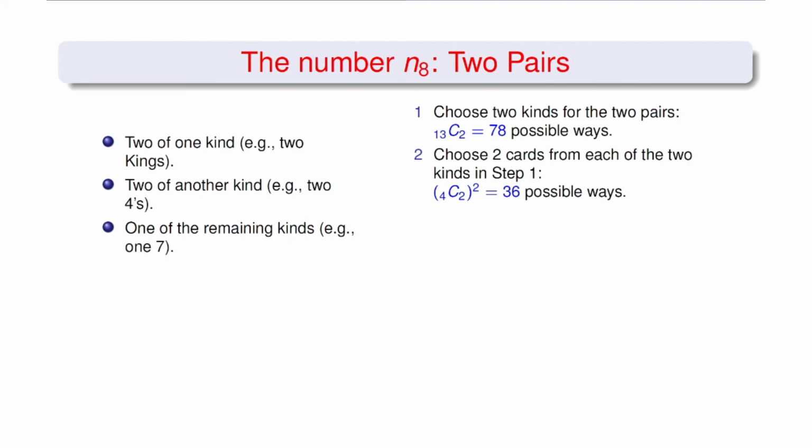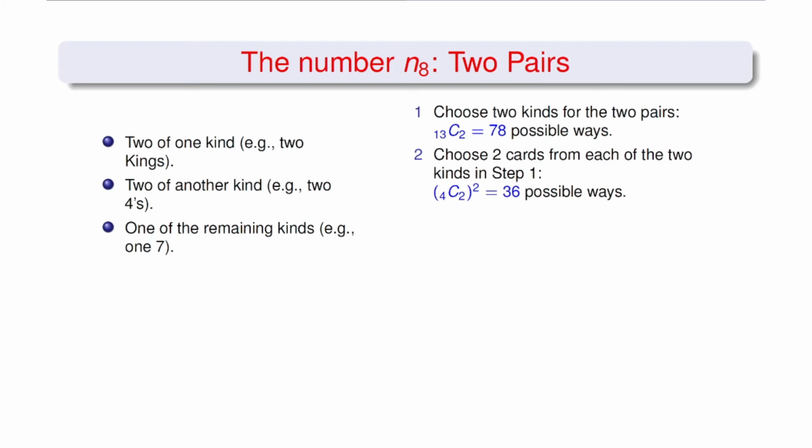Second, we're going to choose 2 cards from each of these 2 kinds in step 1. That's 4 choose 2, raised to the power 2, so that's what? 36 possible ways.